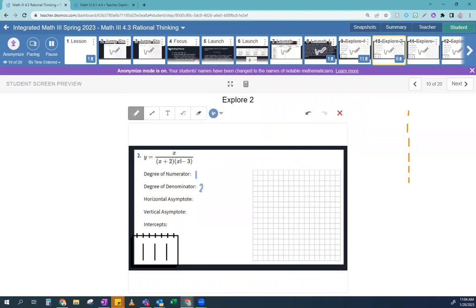I need you to find the vertical asymptotes. Ignore the horizontal asymptote right now, because we're still unsure. If you want to guess about it, go ahead and guess about it. But right now, I just want you to find the vertical asymptotes and guess what the horizontal asymptote is. Very good. I'm going to pause it and let you guys work for just a second.